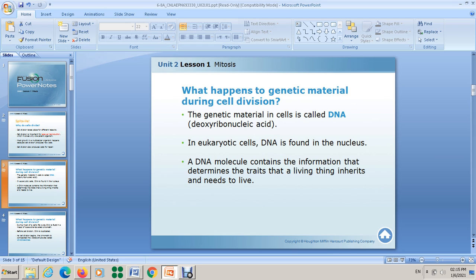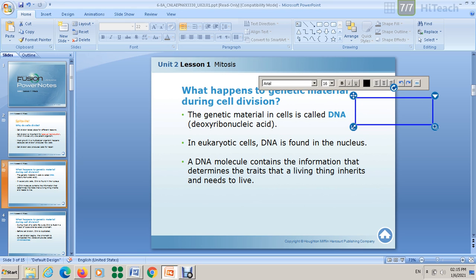So now we want to talk about this in detail. We want to talk about the genetic material. What happens to genetic material during cell division? It should be copied, and it should give copies of this DNA. What is the DNA first? Which is the genetic material in the cell? You remember we said the DNA is a type of nucleic acid. So DNA is a nucleic acid, right?